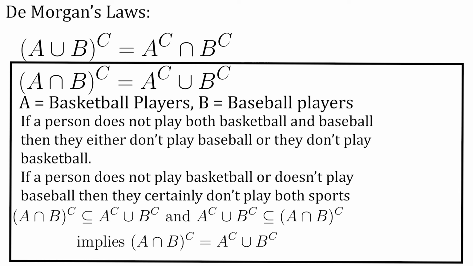I explained why De Morgan's law works for the complement of A intersect B. See if you can come up with a similar argument for the complement of A union B. If you're having a hard time understanding the verbal arguments, drawing a Venn diagram might be helpful.